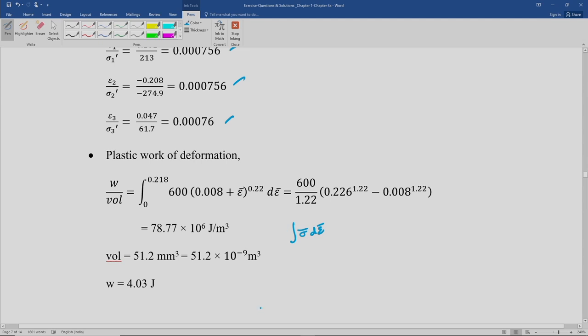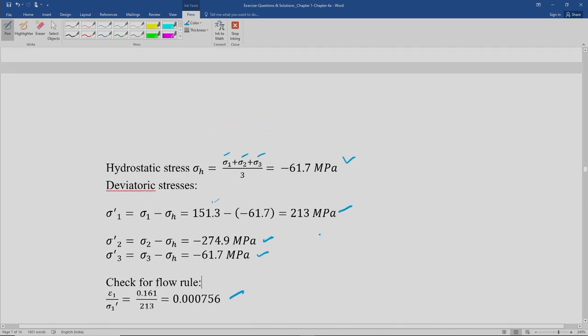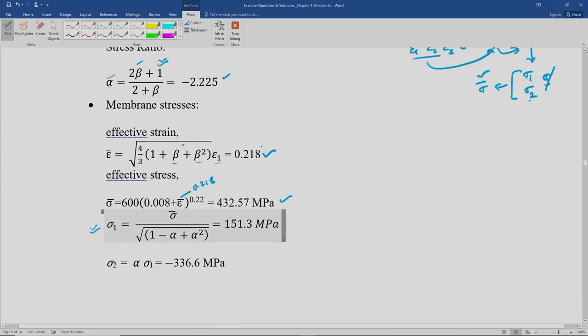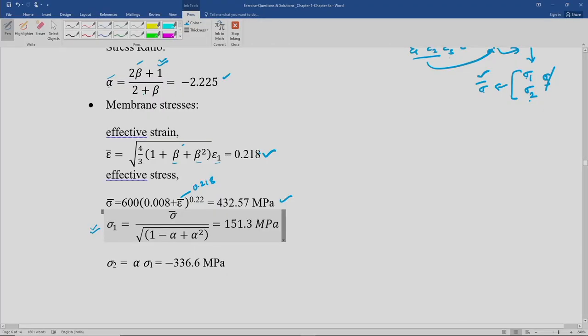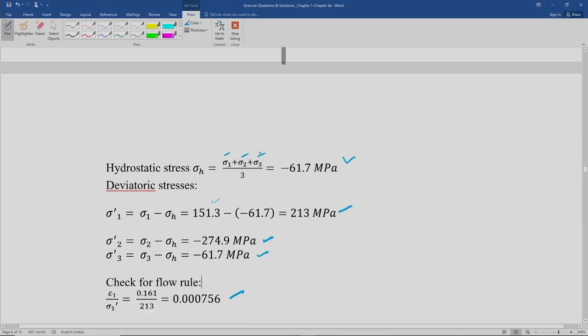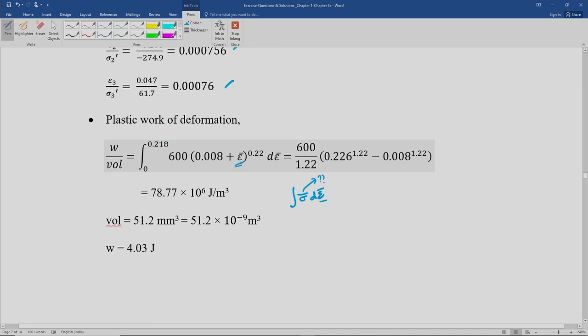okay, integral of that will give me my work done per unit volume, isn't it? So now the limit is decided by this fellow epsilon bar. So actual equation is, this equation is already given in the question for me, correct? 600 into (0.008 plus epsilon bar) power 0.22 is already given. I am just substituting it here, and the limit is decided by this differential epsilon bar. Epsilon bar, the maximum limit is 0.218, which I calculated here. So as per the question, when you convert a square element to rectangular element, the maximum effective strain that I am going to get is 0.218. Up to that I have deformed.